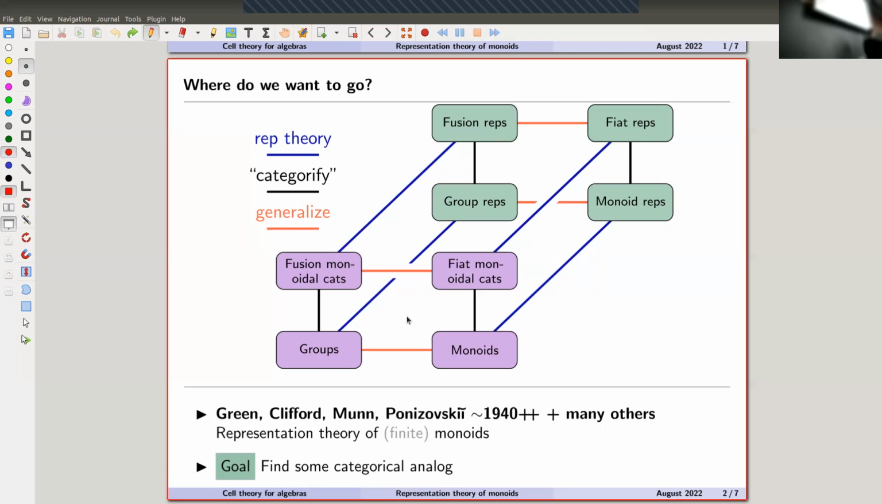Today we just do the monoid case. I think it's the one at the bottom. The one in the box. Yeah. So this one is the monoids.